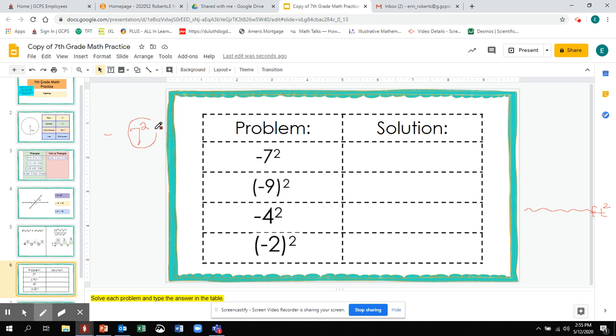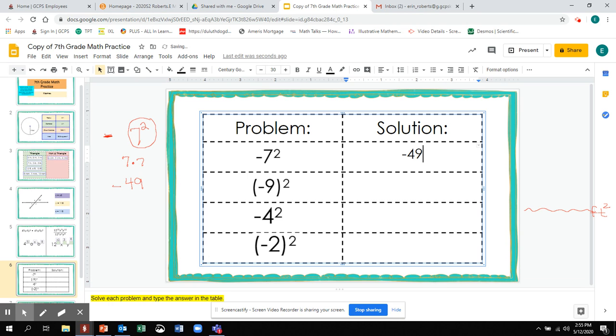So I would need to find 7 to the second power. And some of you were getting confused on this part and you were putting 14, but you need to remember that 7 to the second power actually means 7 times 7. And when we do 7 times 7, we get 49. But this negative sign out here tells me what is the opposite of 49. And the opposite of 49 is negative 49. So for this problem, our answer should be negative 49.